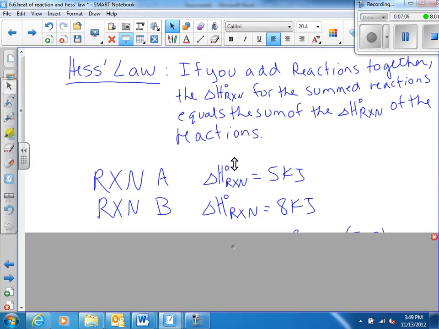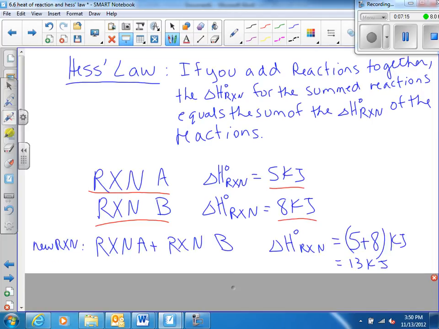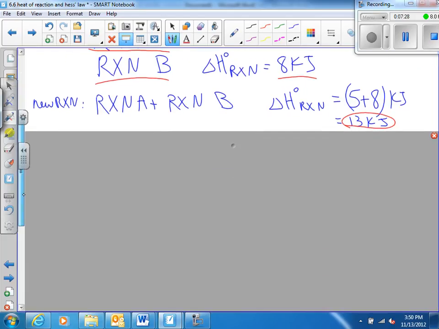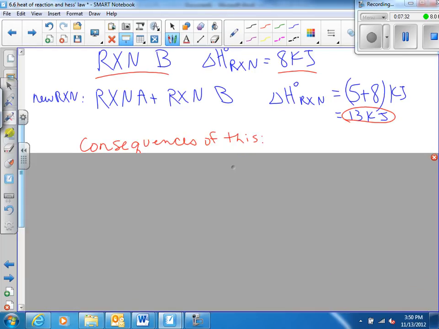Suppose I have reaction A and reaction B, and I add those two reactions together. Hess's Law says I should just add up the delta H's. So if I put the two reactions together, reaction A plus reaction B, the delta H for that new reaction will be 13.5 plus 8 kilojoules. Okay, that's still sort of abstract. We're going to make it even more concrete. But first I want to tell you a few consequences of Hess's Law.